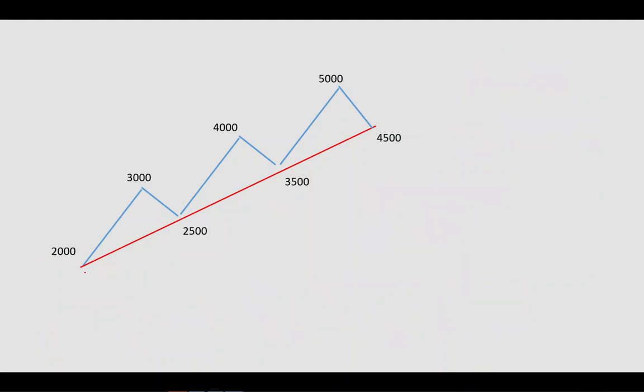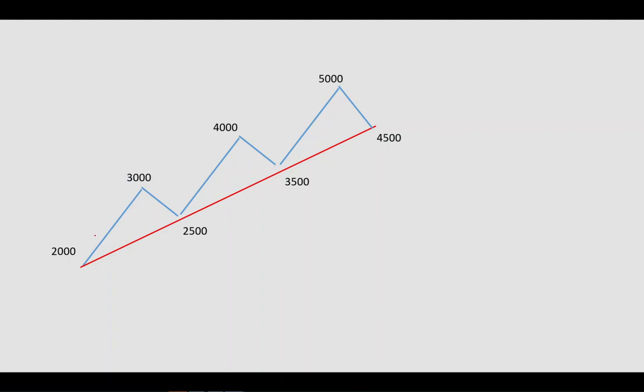Is it always costly? No. It can be called costly sometimes, and it can be called cheap sometimes. So we should identify when the price is costly and when the price is cheap. That is the analysis we will be doing today.